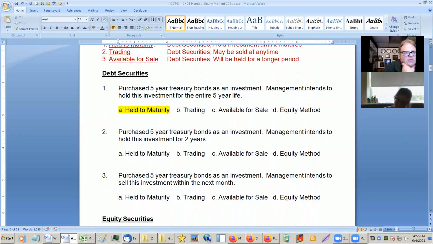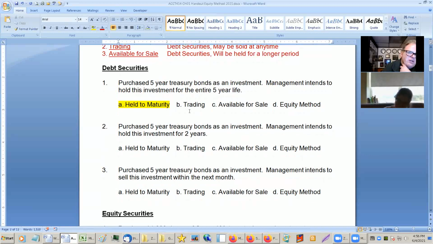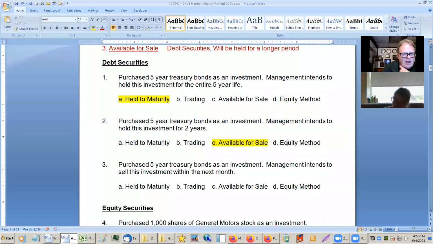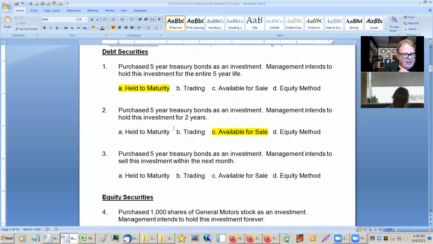Purchase 5-year treasury bonds. Management intends to hold the investment for 2 years. So available for sale? Yep. They're not going to sell it immediately, so it's not going to be trading. It's not going to be held to maturity. And the equity method, I don't know why I put that in. It never applies to that.